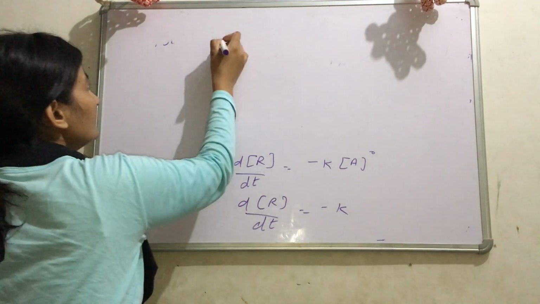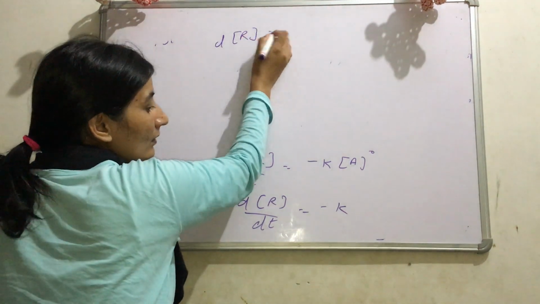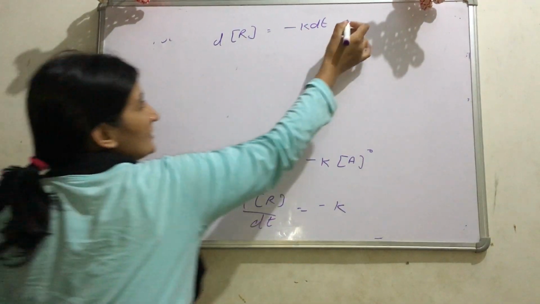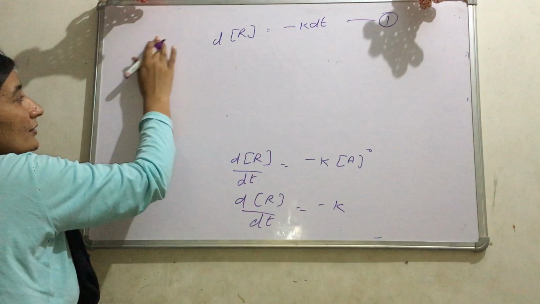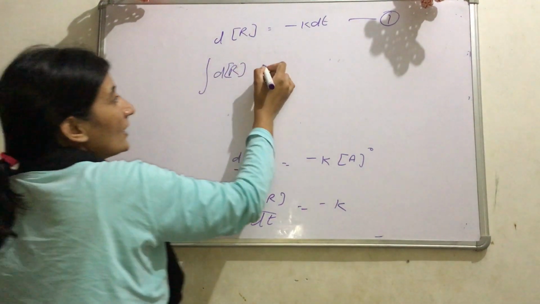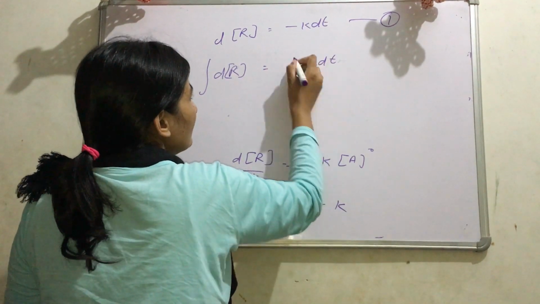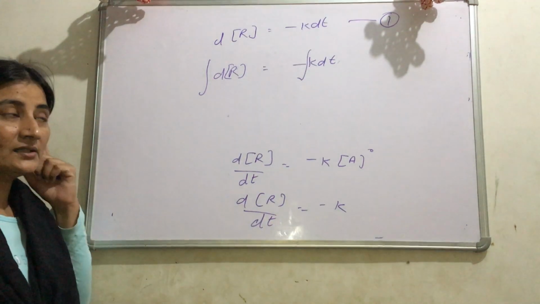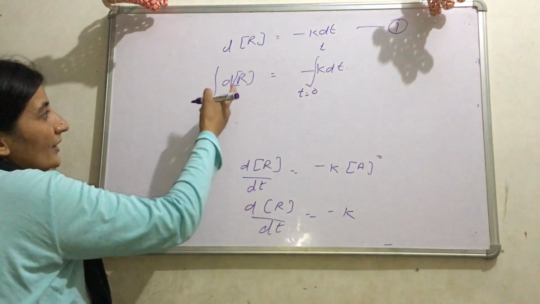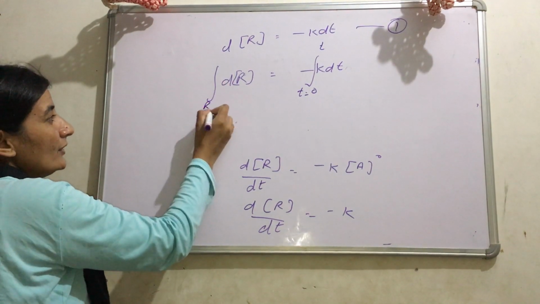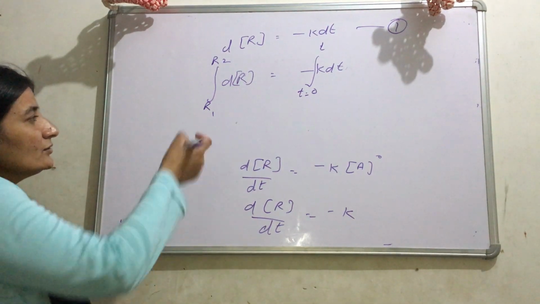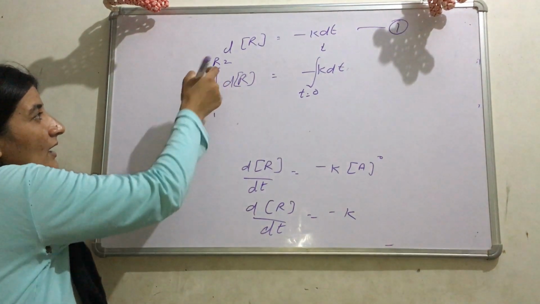Now this dR becomes dR is equal to minus K dt. Now integrate this. This is our first equation. Integrate this first equation: integration of dR equals integration of minus K dt. We can do the integration from t is equal to 0 to t, and concentration R1 to R2. R1 is the initial concentration, R2 is the final concentration, or simply we can write here R.